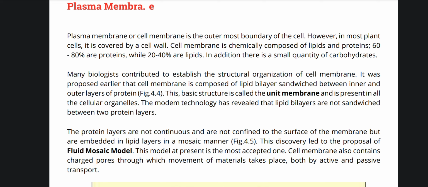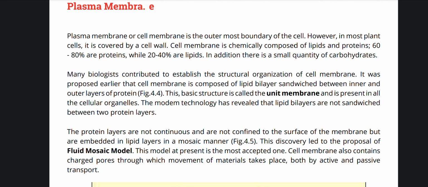Many biologists contributed to establish a structural organization of cell membrane. It was proposed earlier that cell membrane is composed of lipid bilayers sandwiched between inner and outer layers of protein. This basic structure is called the unit membrane, and is present in all the cellular organelles.